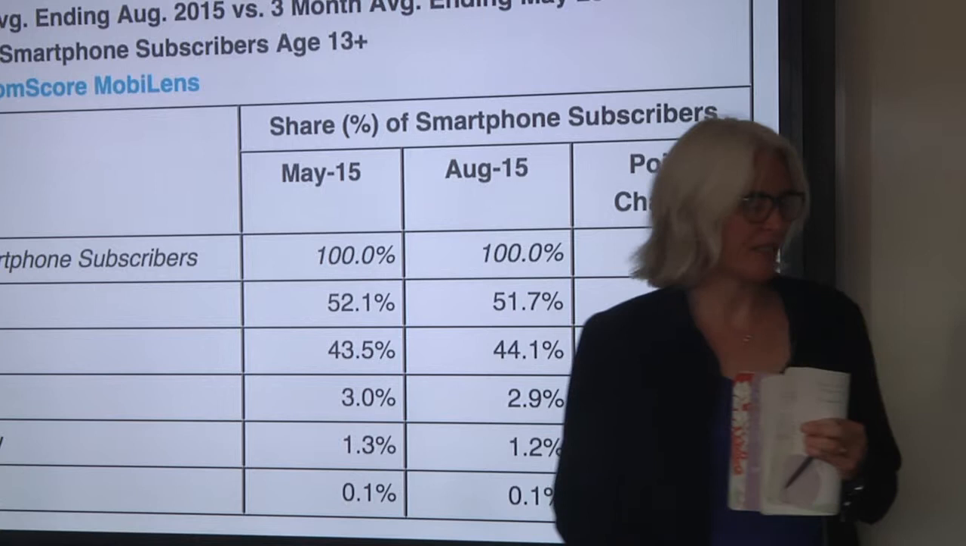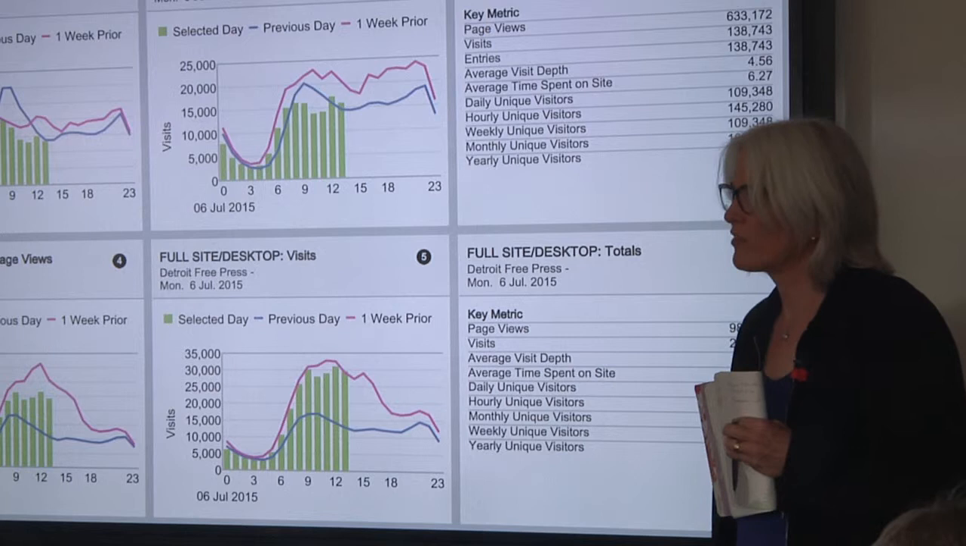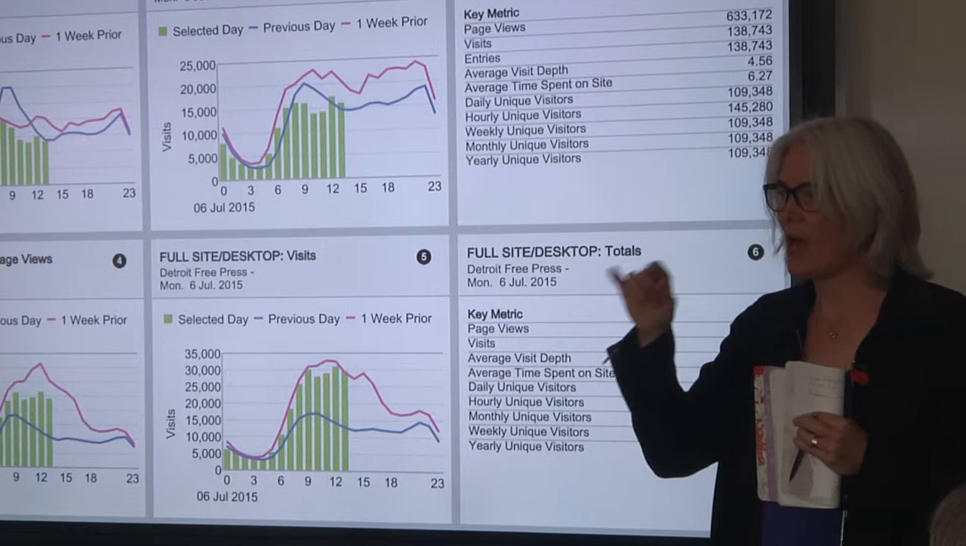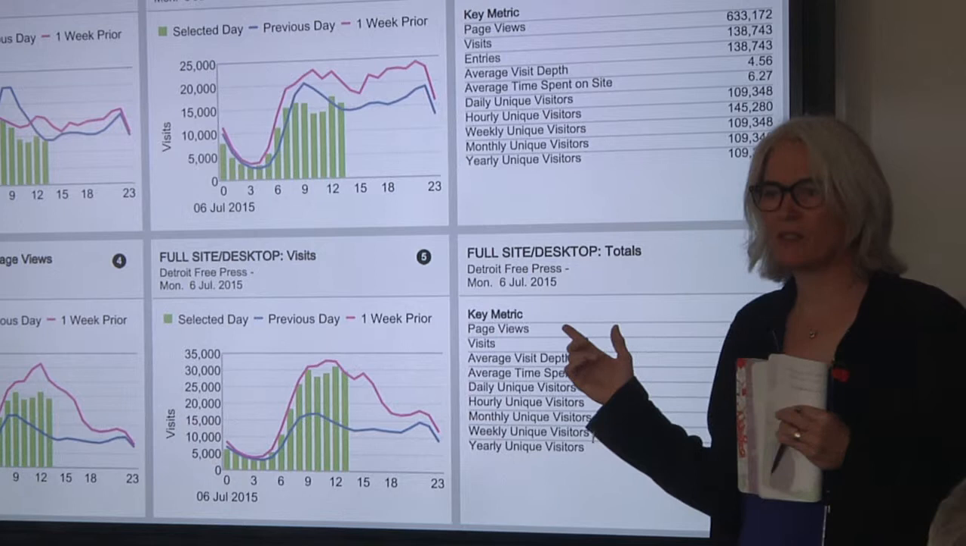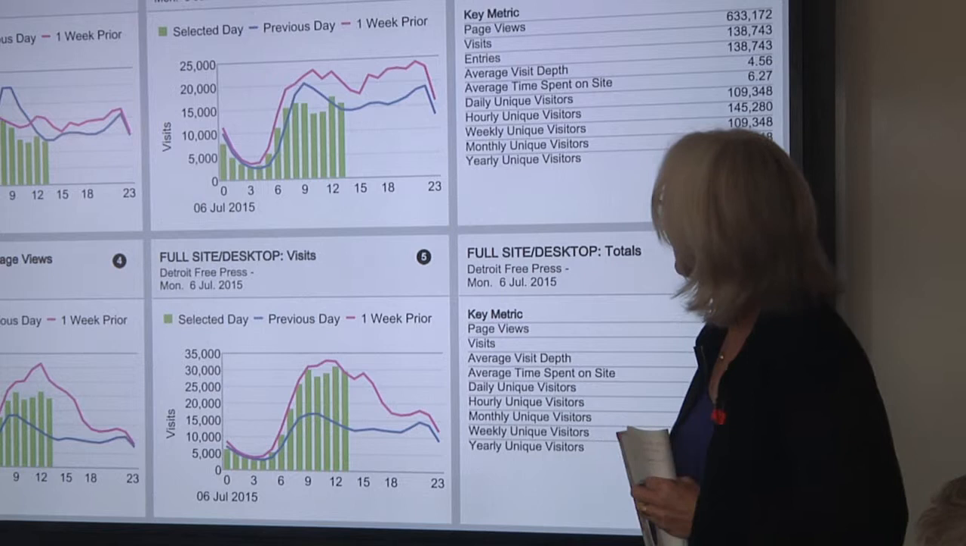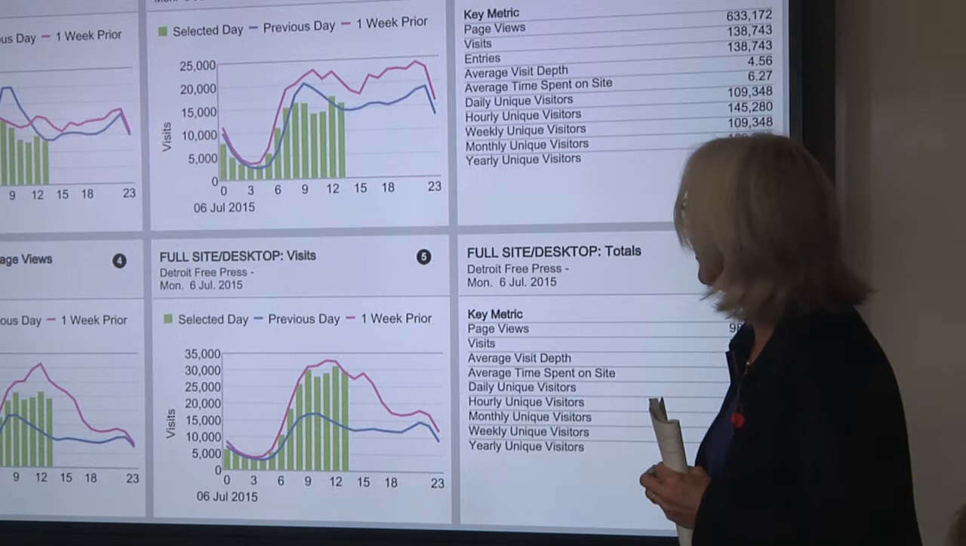So that's sort of ComScore. That is your best place for some of that other data, and you can know about a lot of things. Does this look familiar to anybody? This is more your typical Omniture, or you could do the same thing in Google Analytics.